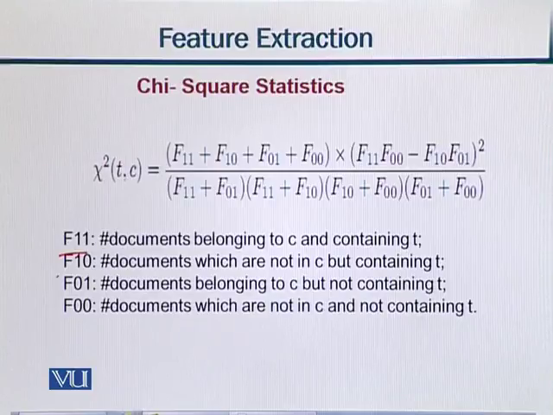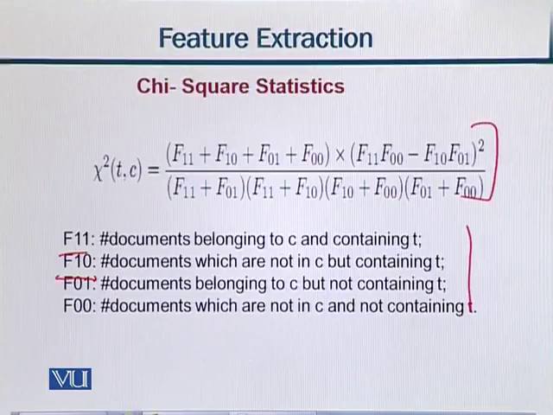Then F10. F10 are the documents which are not in class C but contain T. Then F01 and F00. Combining all these four pieces of information in this formula, we get chi-square values for each individual term in relation to some specific class for a specific document.